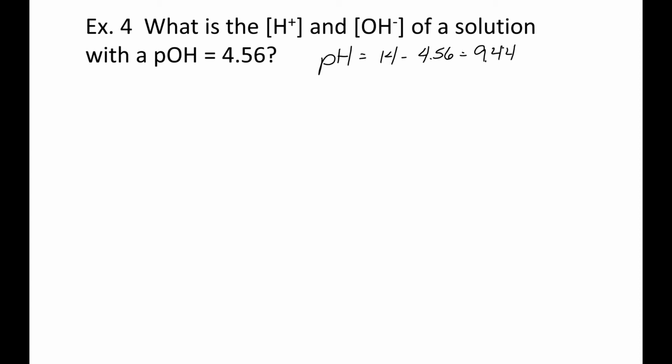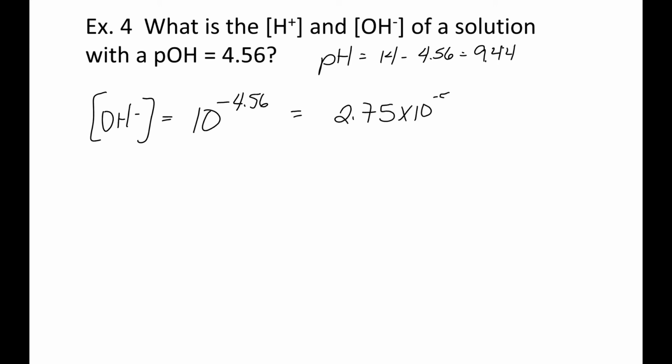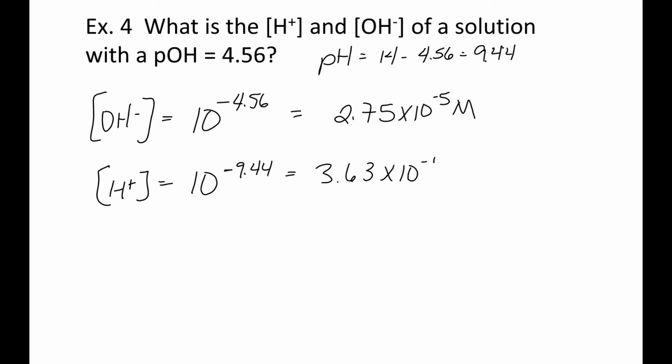So 9.44. Okay, so your hydroxide ion concentration is 10 to the minus 4.56, which is 2.75 times 10 to the minus 5. Your hydrogen ion concentration is 10 to the minus 9.44, which is 3.63 times 10 to the minus 10th molar.